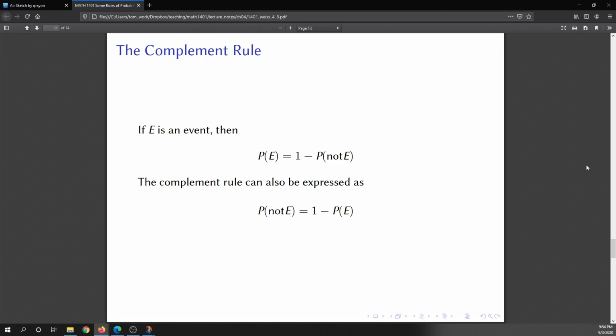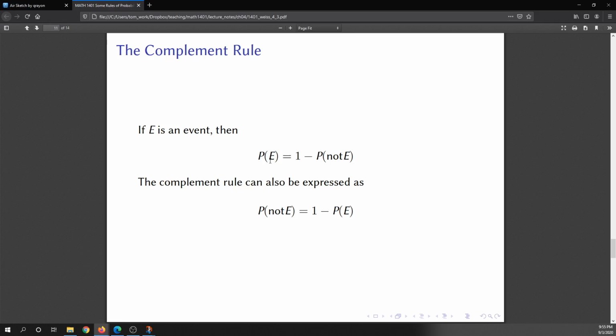In this video, we are going to talk about using the complement rule to calculate the probability of an event. The complement rule says that if I have an event E, then the probability of E is equal to 1 minus the probability of not E. Remember, not E is the complement, the event that we're calling the complement. And that event is the probability that the event E does not occur.